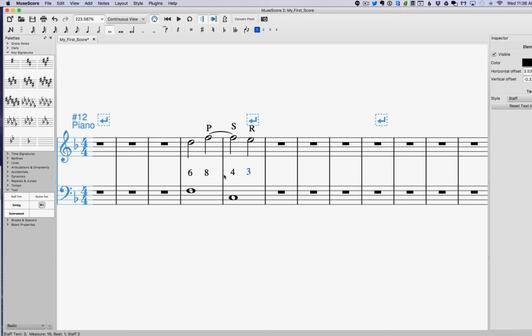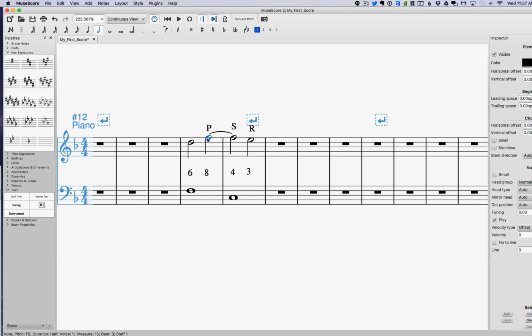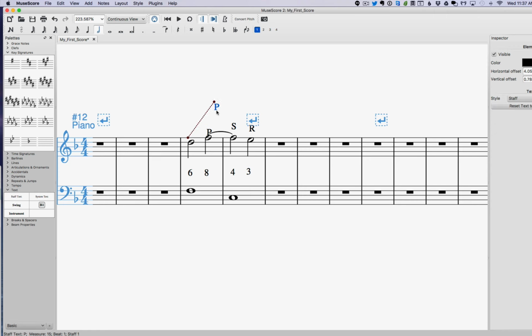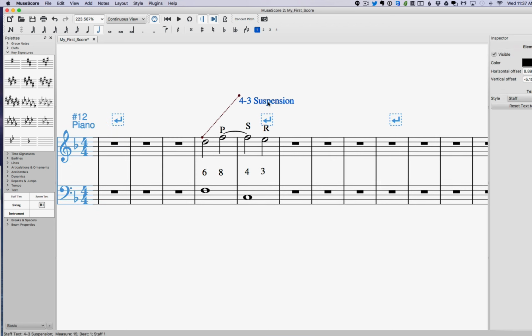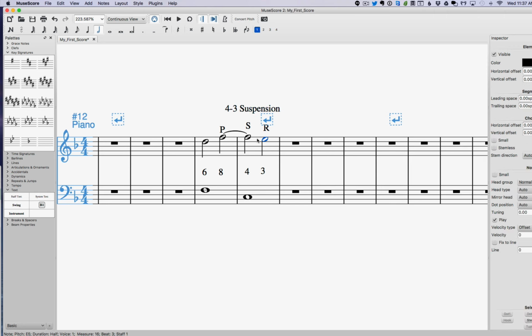Because suspensions are labeled usually with 2 numbers side by side. Let me just write it up here. So we would call this a 4-3 suspension. That's what this kind of suspension is. And the reason is the suspension is on a 4th and it resolves to a 3rd. So a 4-3 suspension is a 4th resolving to a 3rd.